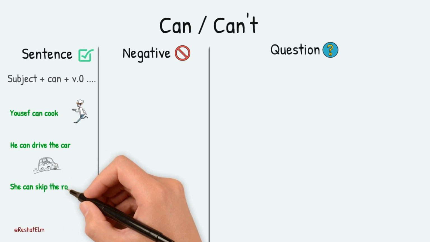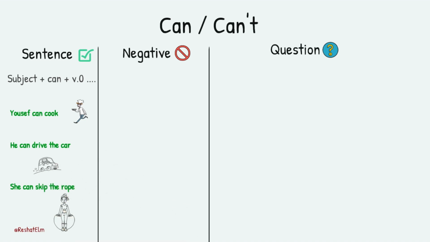Good job. She can skip the rope. She is a pronoun that refers to a girl. Can, to talk about ability. Skip, verb 0 with no additions. And then continue the sentence, the rope.